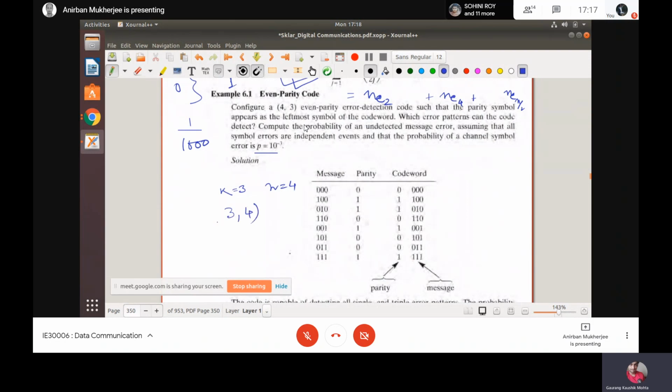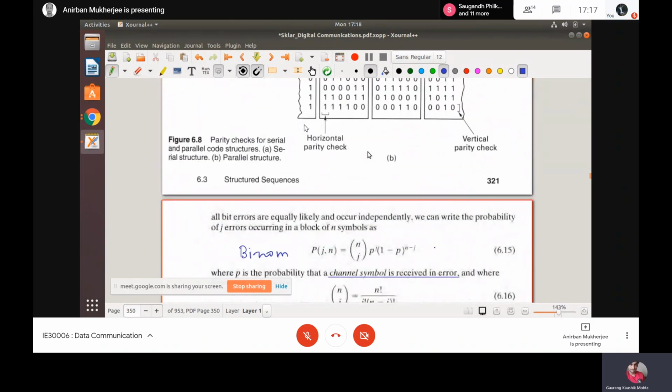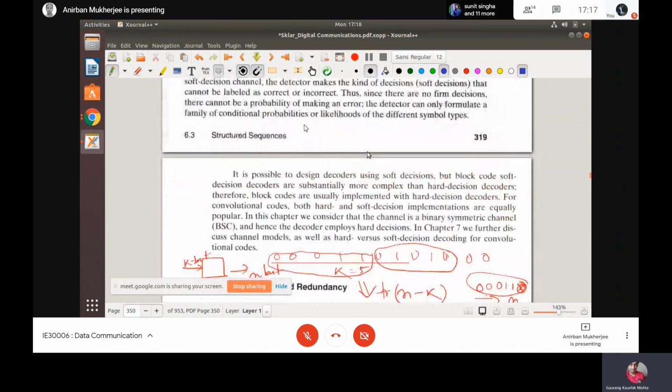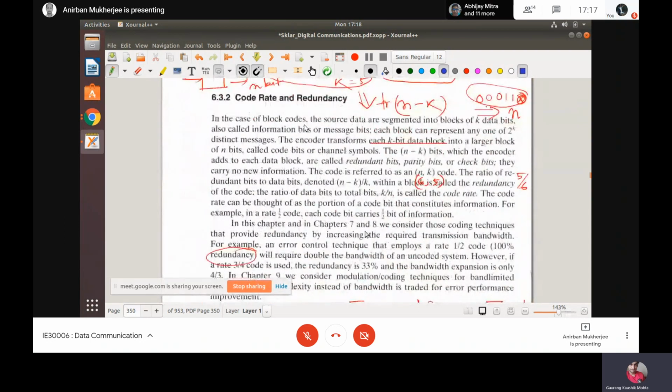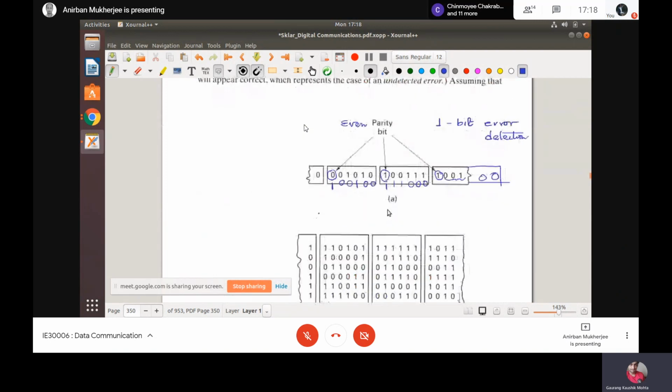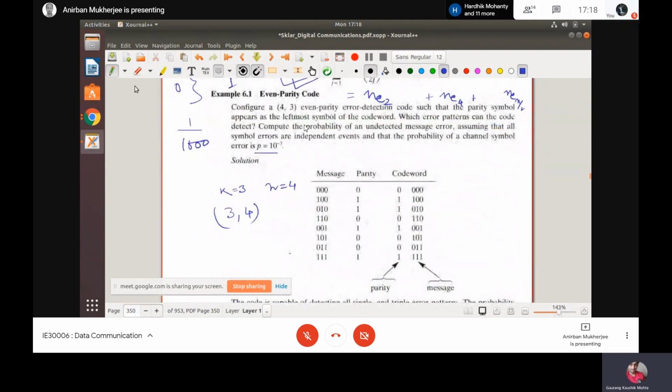So it is a (4, 3) code. So 0 0 0, that means your parity should be 0. Even parity I am talking about. Please remember this is even parity.